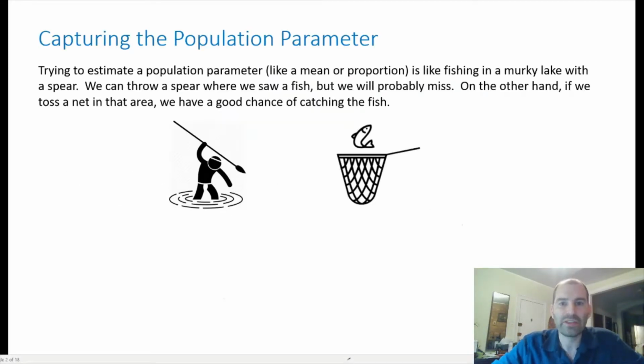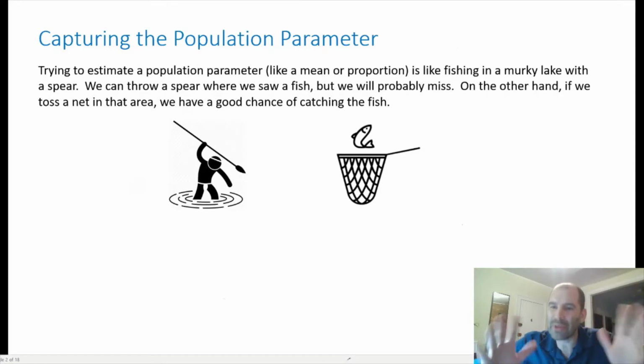Okay, so let's just talk about how to make this first estimate. How do we estimate our population parameter? In this case, think of a mean or something like that. It's a lot like fishing in a murky lake with a spear. You can throw the spear where you see the fish, but unless you're a very good spear fisherman, you're probably going to miss. A much better bet is to use a net. And that's the idea of confidence intervals. They are like nets. We realize that we're probably not going to get the fish on our first stab with the spear, so we're better off being a little bit sloppier in some ways and using a net.